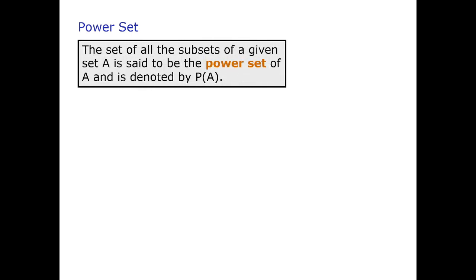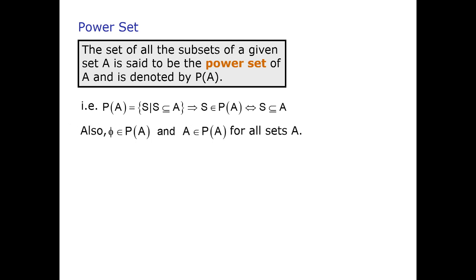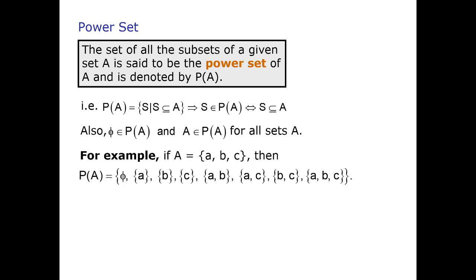Power set. The set of all subsets of a given set A is said to be the power set of A and is denoted by P of A. P of A is the collection of all those S such that S is a subset of A. That is, S belongs to P of A if and only if S is a subset of A. Phi belongs to P of A and A belongs to P of A for all sets, because the empty set is a subset of all the sets.